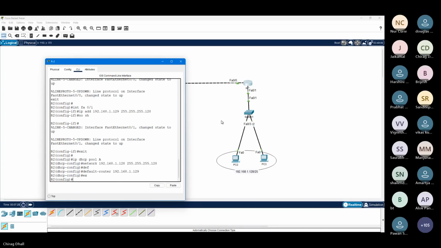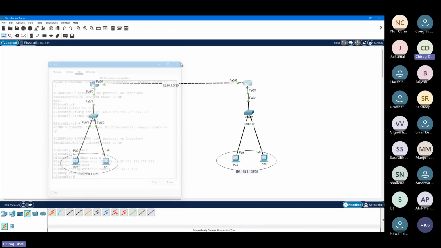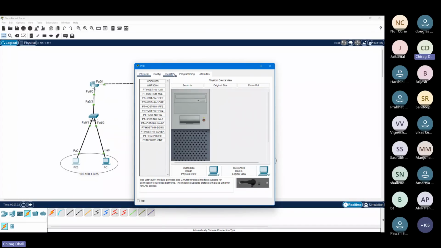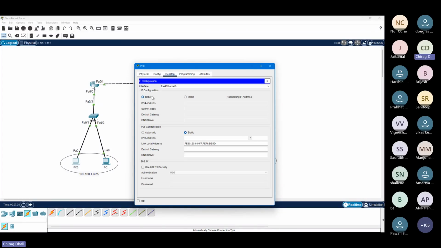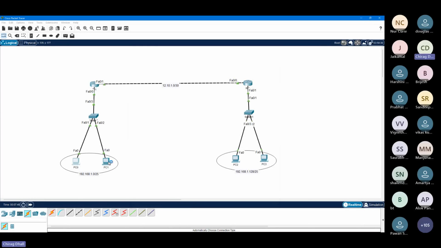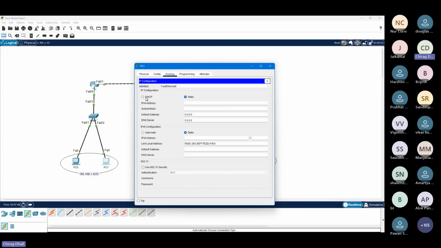All right. Let's go and provide IP addresses to these end devices. Desktop, IP DHCP. We got the IP 1.2, got the subnet mask correctly, got the gateway IP correctly. PC1, desktop, IP DHCP. IP is 1.3, subnet mask is /25, gateway is 1.1.